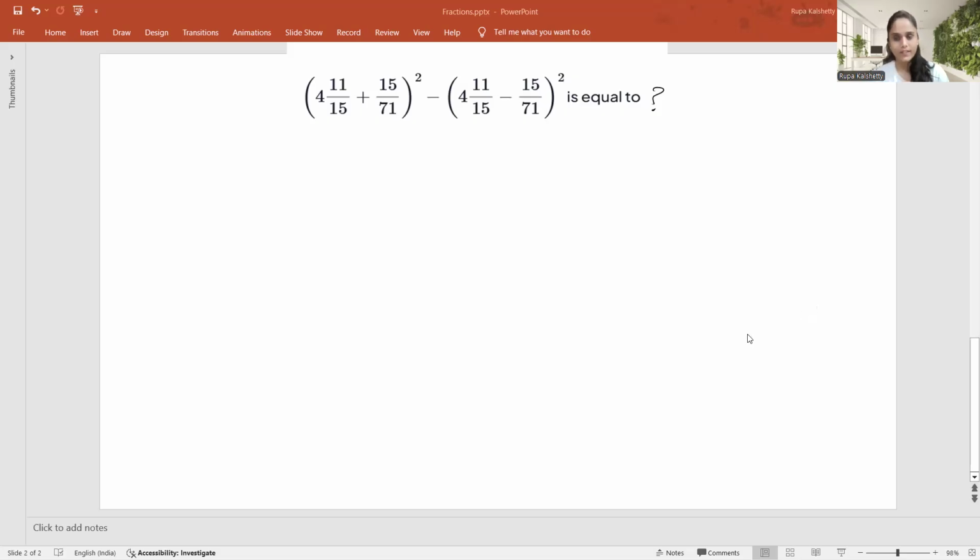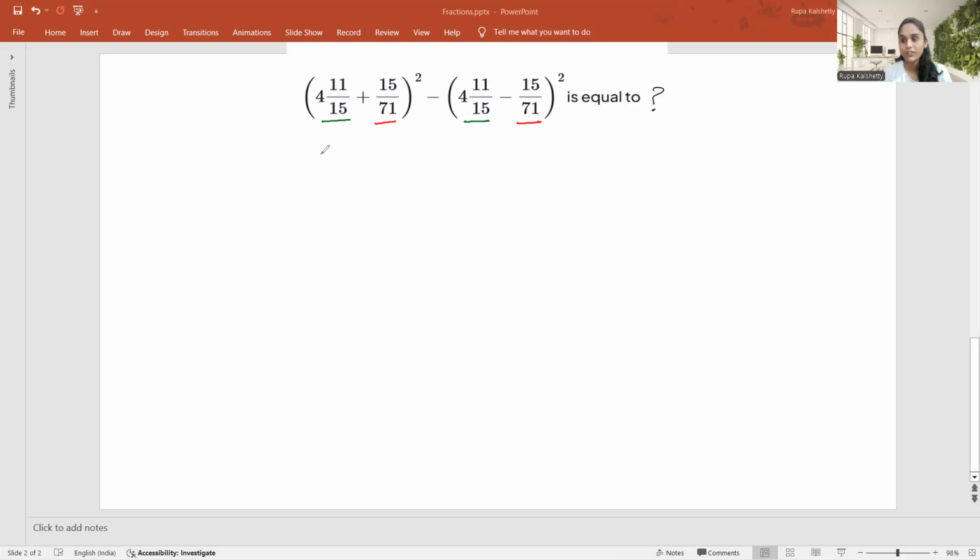Hello, friends. Let's solve this apparently challenging question, right? But it is not challenging actually if you observe it carefully. What you see here is the two brackets are squared, and each of the brackets has the same fraction. For example, 4 11 over 15 is the same as here and here. And then we have 15 over 71, 15 over 71 here.